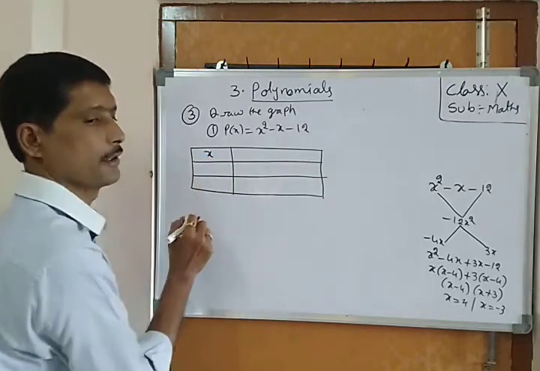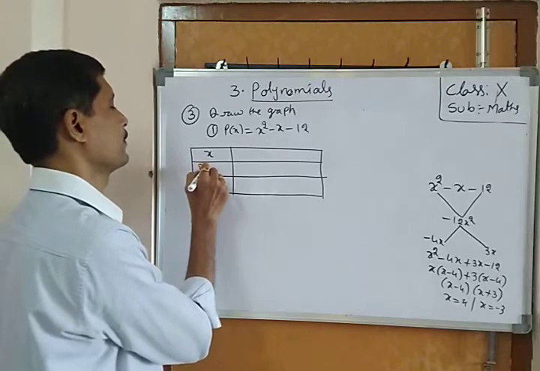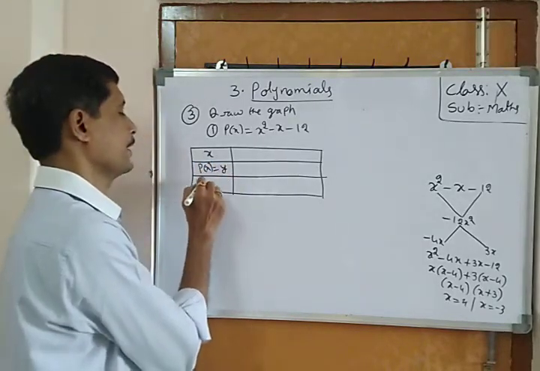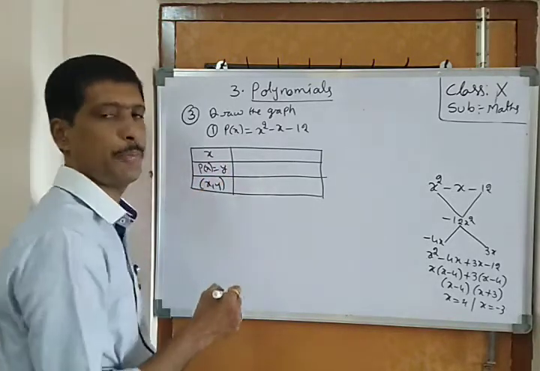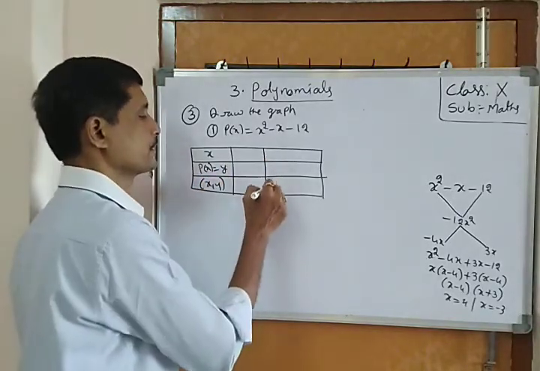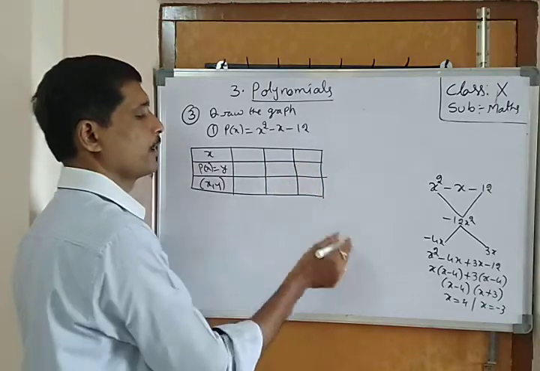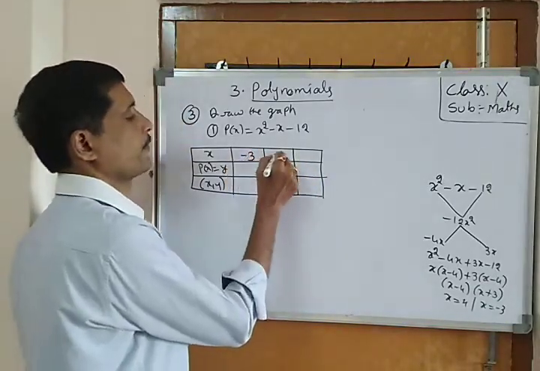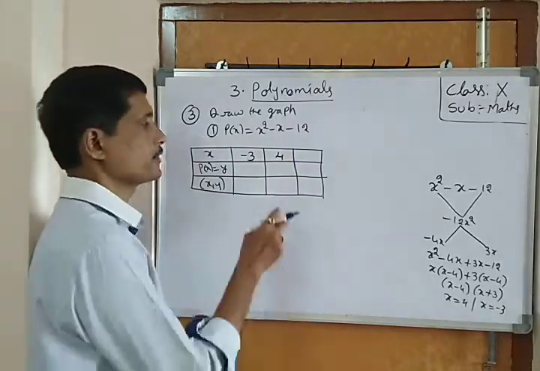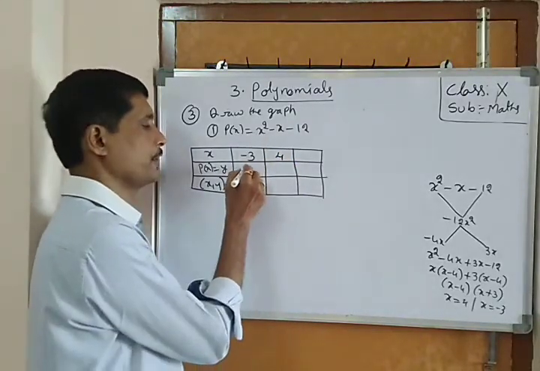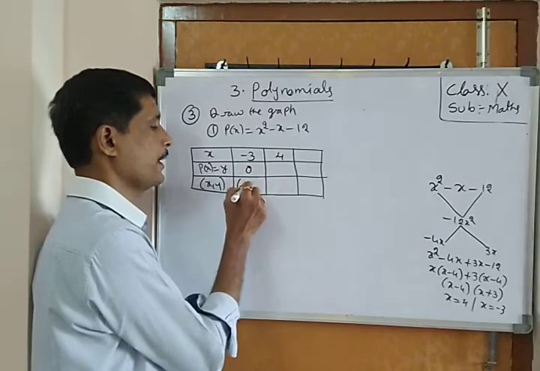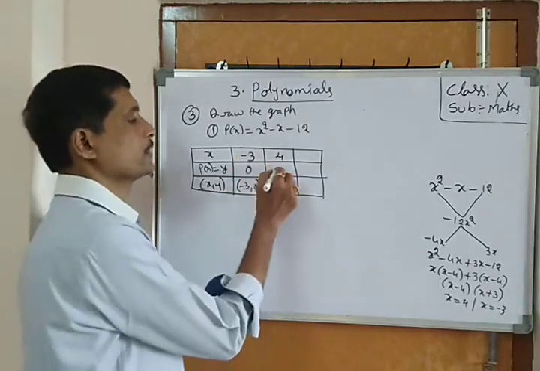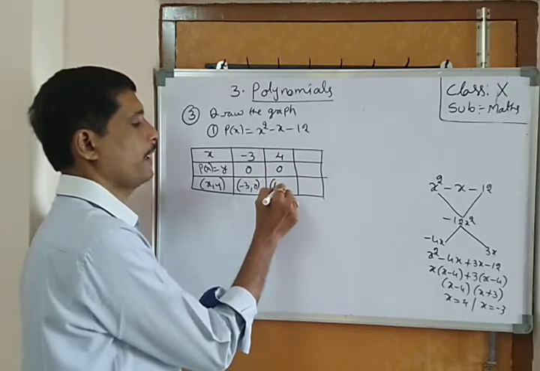Next, P of x is given. We take P of x equal to y, your choice, that is x comma y or x comma P of x, anything your choice. Here you already know two zeros, that is minus 3 and 4. Substitute minus 3, you get 0, so minus 3 comma 0. Next substitute 4, that is also 0, you get 4 comma 0.